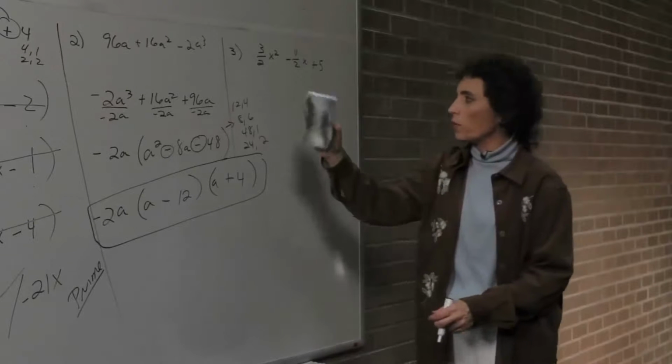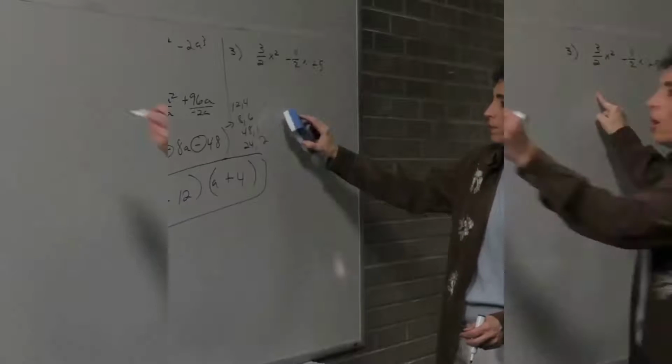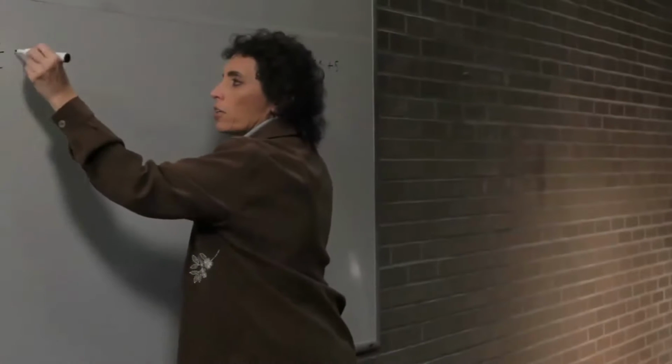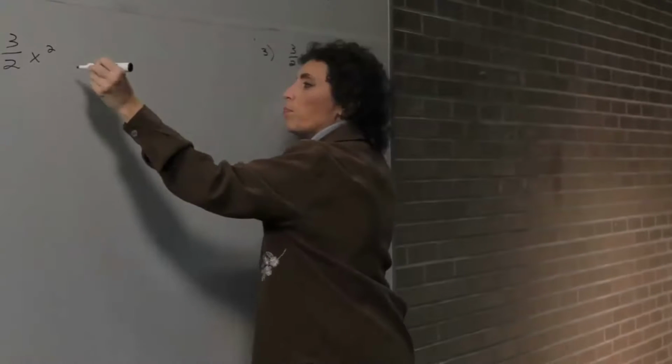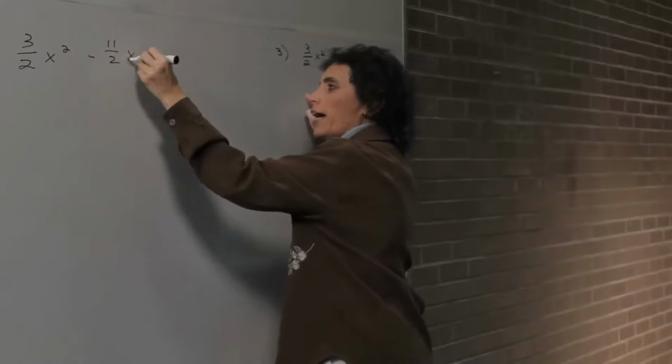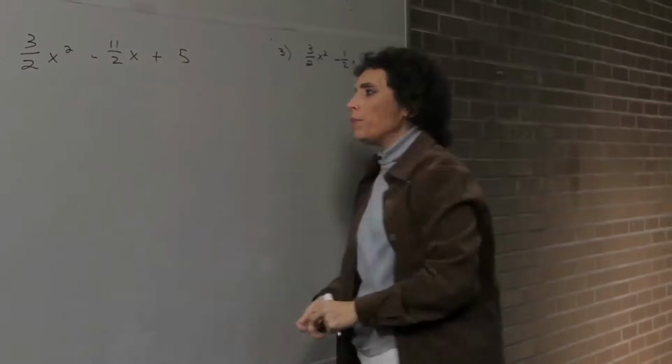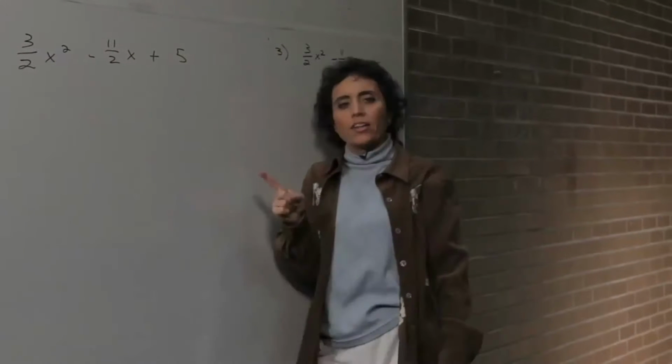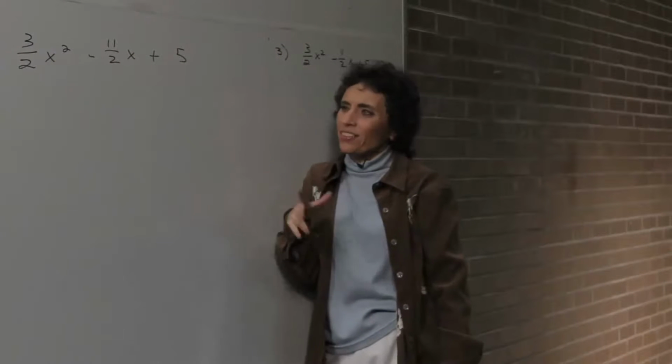Okay, I'm going to get all this off so I can do number 3. Number 3 is a good one. Okay, 3 halves x squared minus 11 halves x plus 5. I've been trying to think of the best way to handle how to explain this to you. Okay, this is a little annoying.